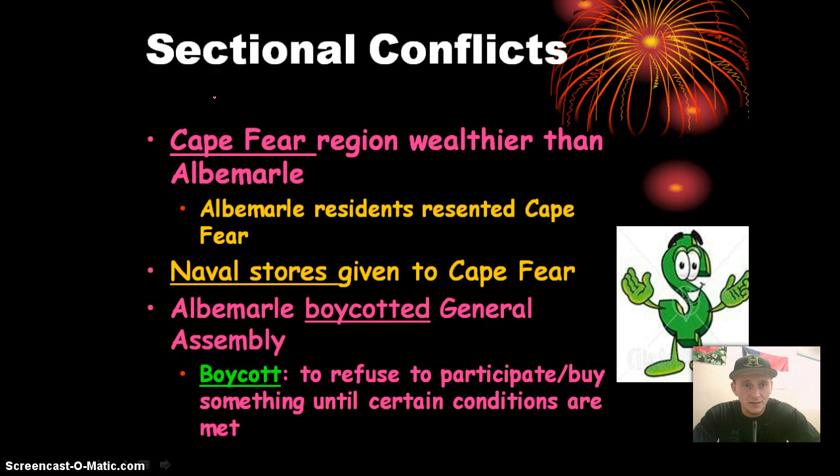All right, sectional conflicts. The Cape Fear region of North Carolina is going to be your wealthier region. This is the region of Wilmington. They're going to be a lot more wealthier than the Albemarle Sound region. Okay, thus residents from the Albemarle are going to resent and dislike the Cape Fear residents. Naval stores. If you remember from last chapter, the 3 things naval stores are tar, pitch, and turpentine, things to build ships. All right, they're going to be given to the Cape Fear. The Albemarle is going to boycott the lawmaking body, also known as the General Assembly.